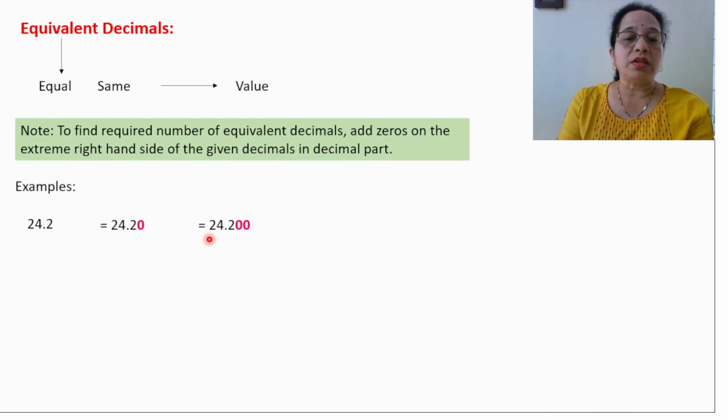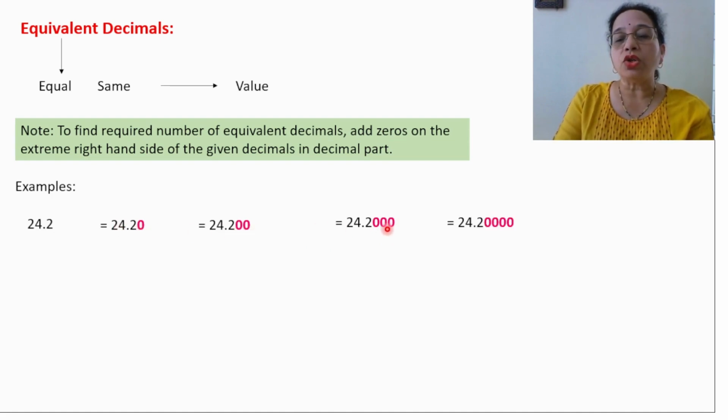One of my students said, ma'am, I want to add three zeros. I said, okay, you can add three zeros. So if you are adding one, two zeros, three zeros, or four zeros on the extreme right hand side of the given decimal after the decimal, you will get an equivalent decimal. So I think everybody has understood the meaning of this sentence. So this way we get the equivalent decimals.